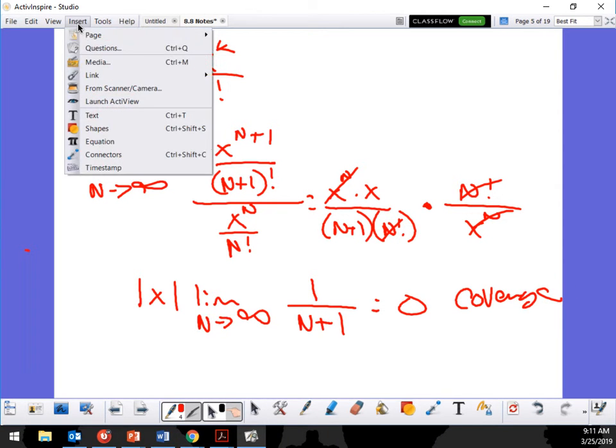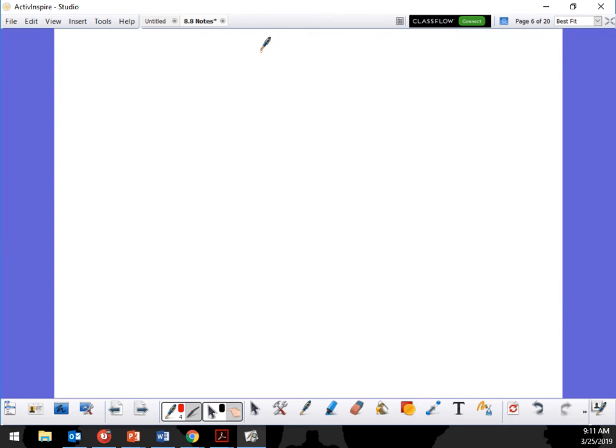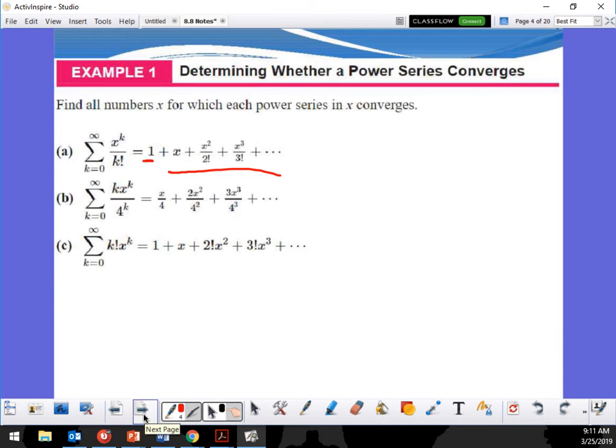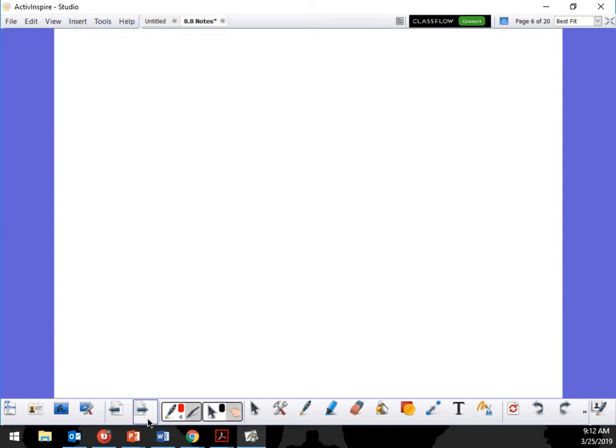All right, so let me do the next one, page blank after. There we go. Okay, so now on this next one here, B. All right, you guys ready? So you guys are going to read this one for me. The sum of k, x to the k over 4 to the k. All right, what's k? Start off. 0.